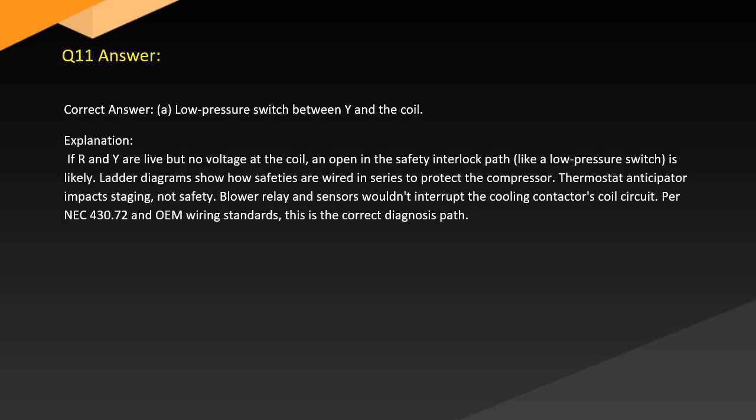Answer. Correct answer: A. Low pressure switch between Y and the coil. Explanation: if R and Y are live but there is no voltage at the coil, an open in the safety interlock path, like a low pressure switch, is likely. Ladder diagrams show how safeties are wired in series to protect the compressor. Thermostat anticipator impacts staging, not safety. Blower relay and sensors wouldn't interrupt the cooling contactor's coil circuit. Per NEC 430.72 and OEM wiring standards, this is the correct diagnosis path.